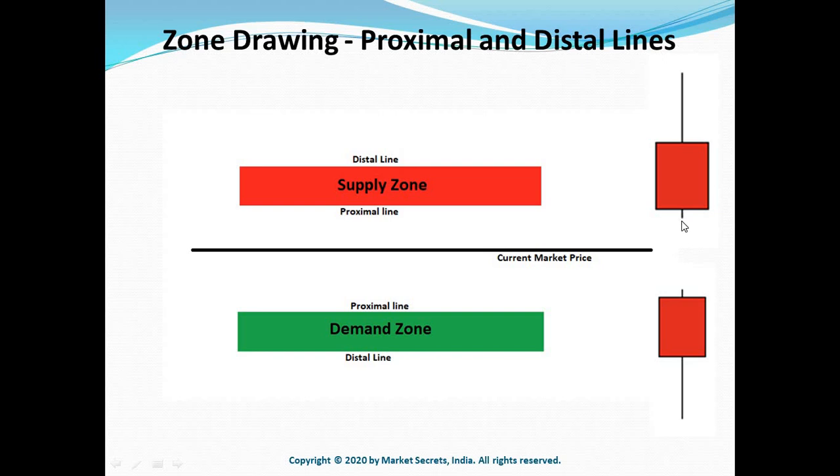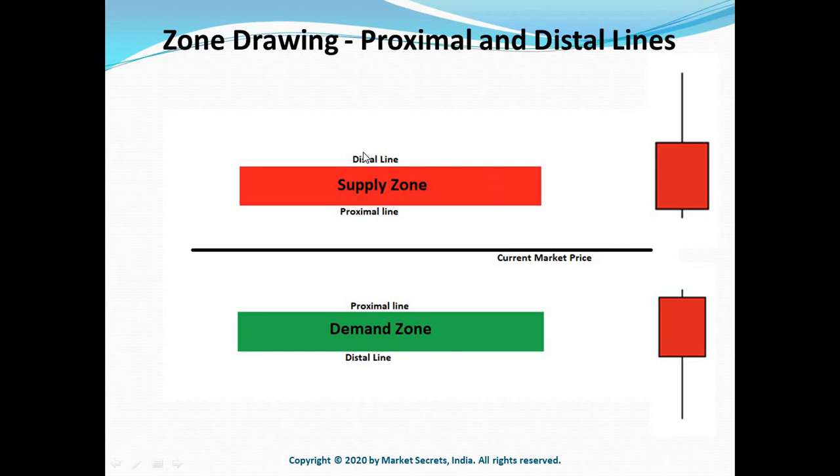So when it comes to proximal line drawing, you always ignore the wicks that are closer to the current market price, and you need to take the body into consideration except for two scenarios. One is if there is only a single candle at the base, and the second is if there are multiple candles but all the candles look very tight and very small. In both these cases, you can consider including the wicks as well for drawing the proximal line. This is the entire rule for drawing a proximal line.